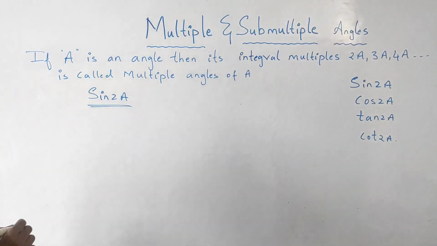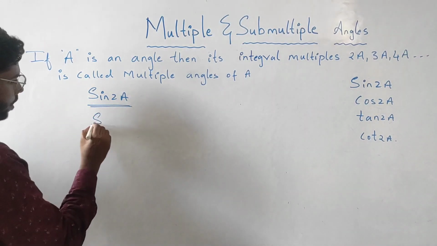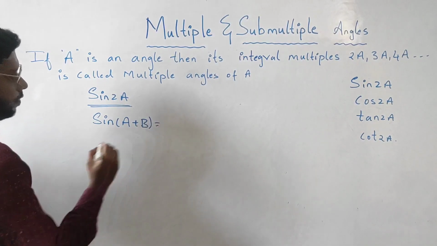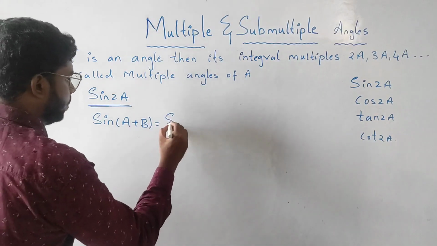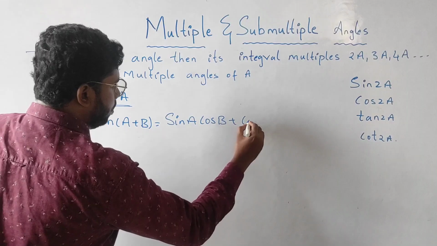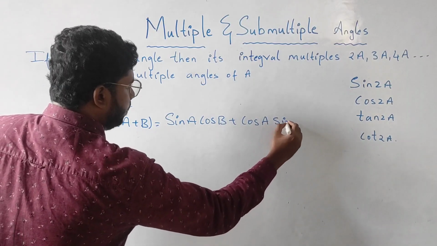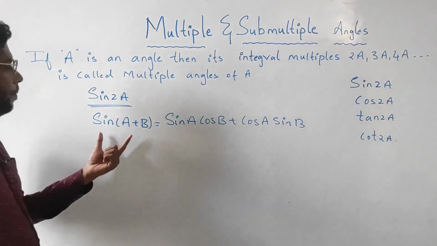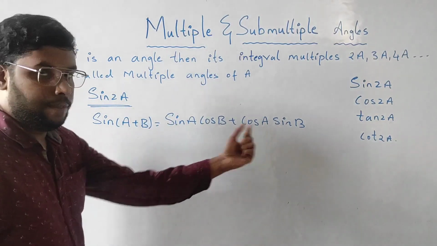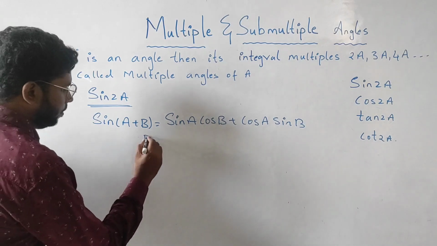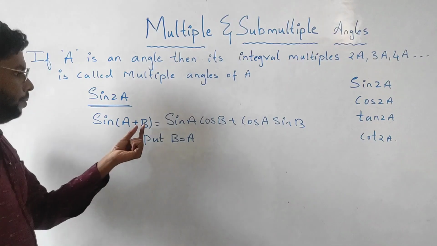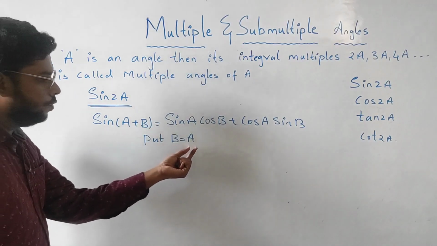From compound angles we know the formula of sine of A plus B. What is the formula of sine A plus B? We know it is sine A cos B plus cos A sin B. We have discussed this formula in compound angles. Now what you do here is, in the place of B, put A. Wherever B is there, we have to put A.